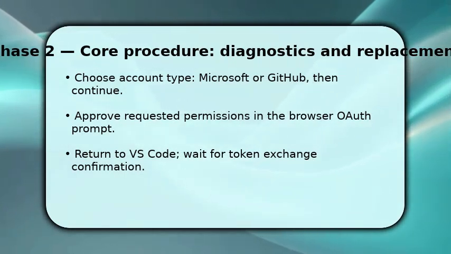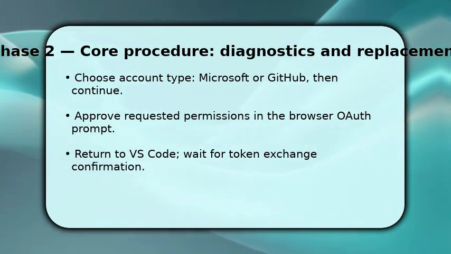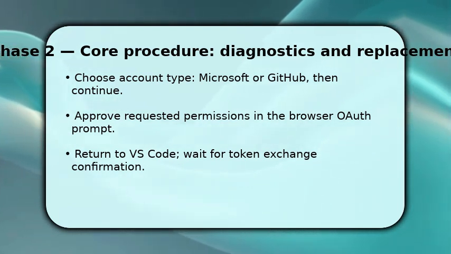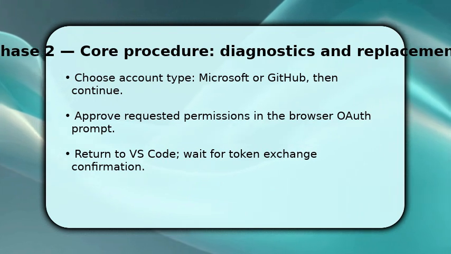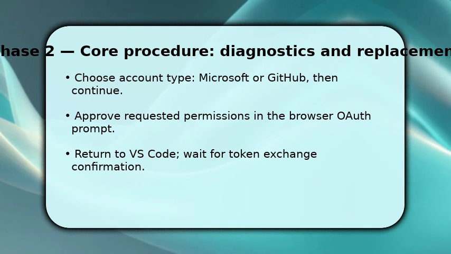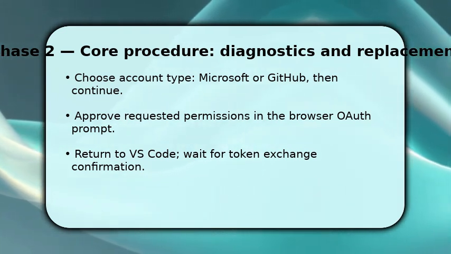Select Microsoft or GitHub and follow the browser prompts. Once the external page opens, grant the requested permissions so VS Code can verify your identity and obtain an activation token. After approval, the browser will redirect or show a code.